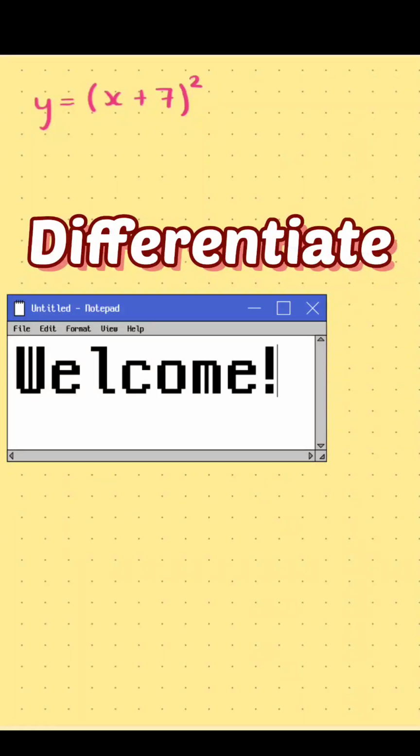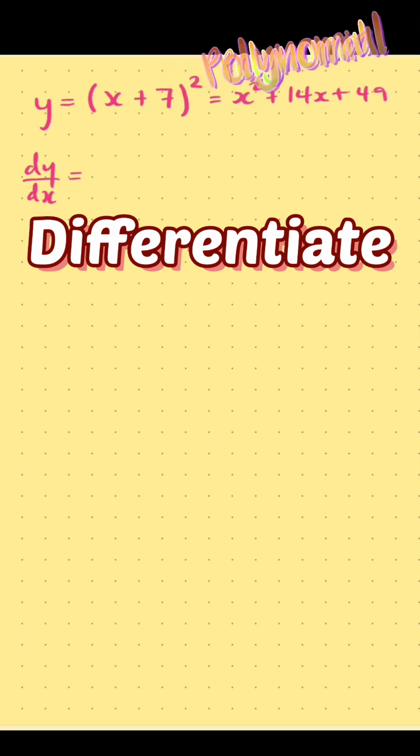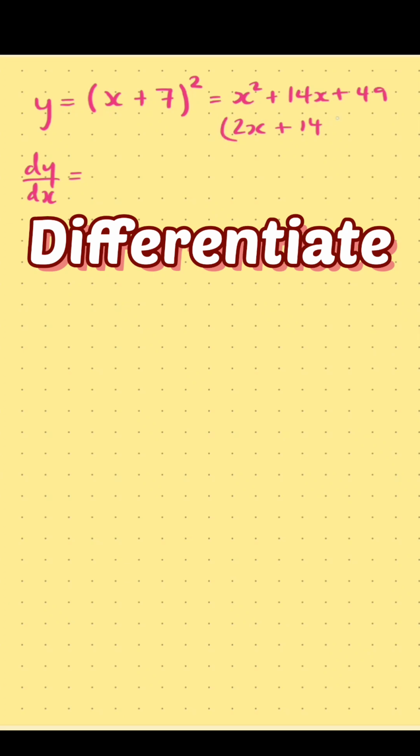Our job is to differentiate y with respect to x, and therefore we're trying to find dy by dx. In this case, we can't just see it as a polynomial unless we expand (x + 7) squared as x squared plus 14x plus 49. And then we could go ahead and differentiate. We could say 2x plus 14. So we'll bear that in mind.